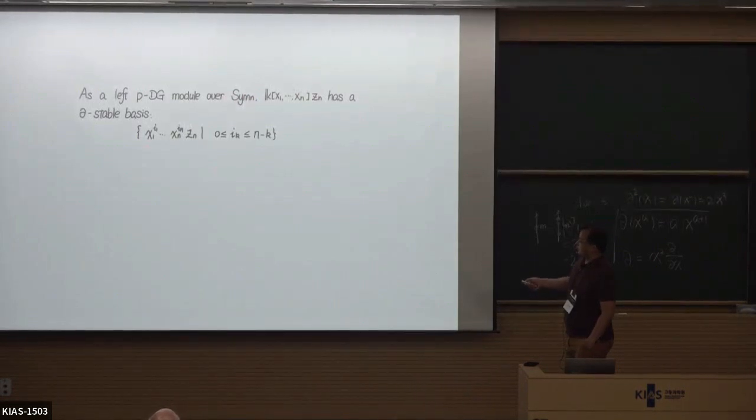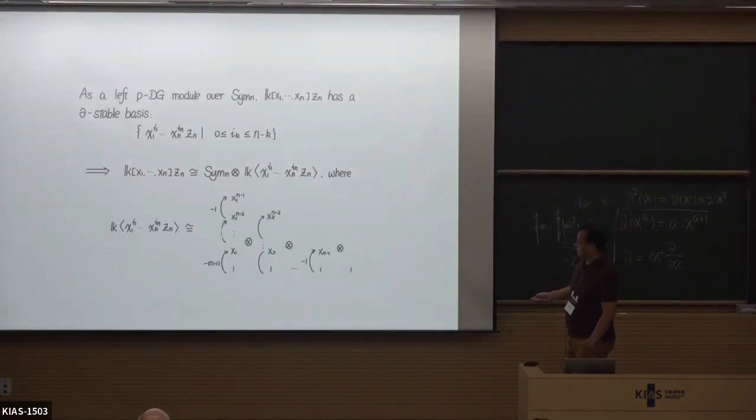We just take the first variable x1 to the i1, x2 to the i2, all the way to xn to the in, where ik satisfies between 0 and n minus k. So this is a size n factorial module. From this, you can conclude that the nil-Hecke algebra is an n factorial by n factorial matrix algebra over the ring of symmetric functions.